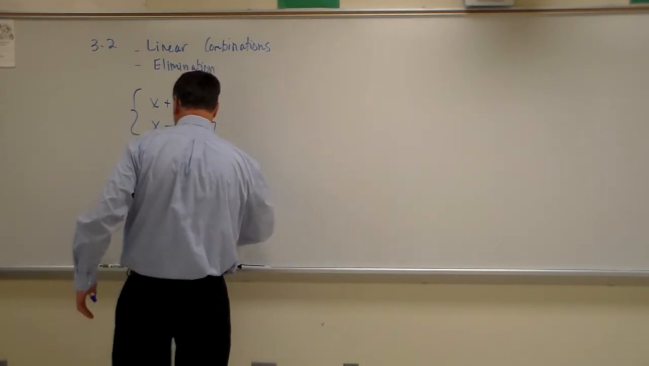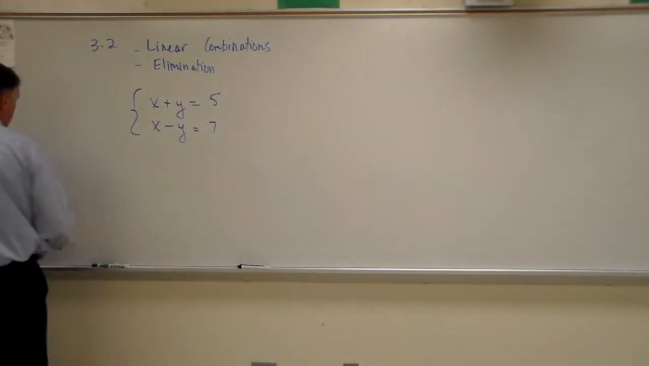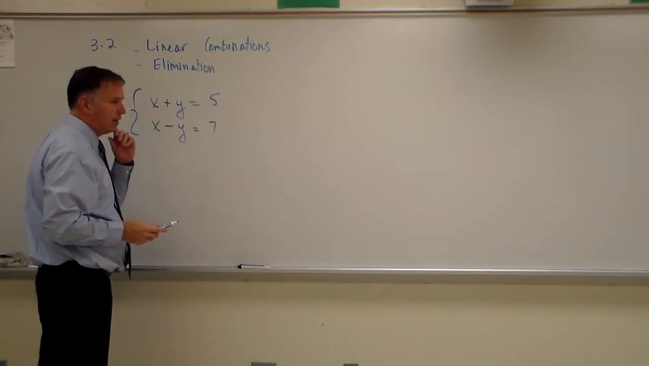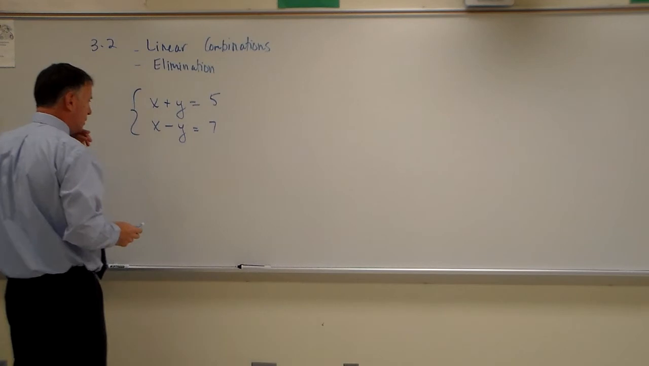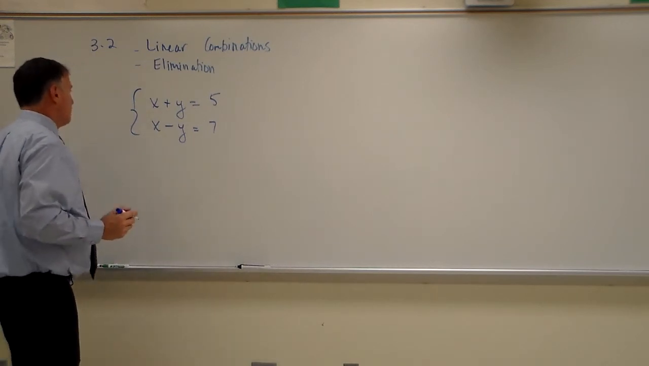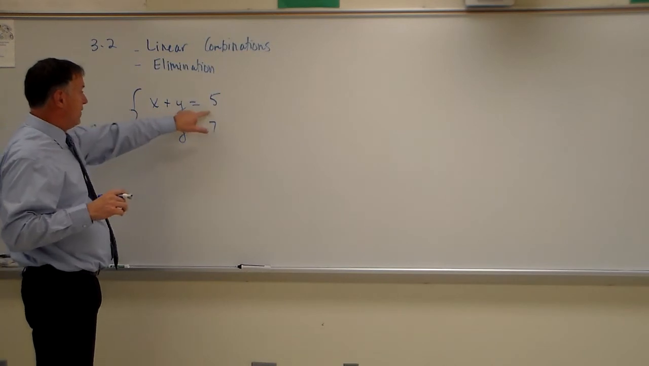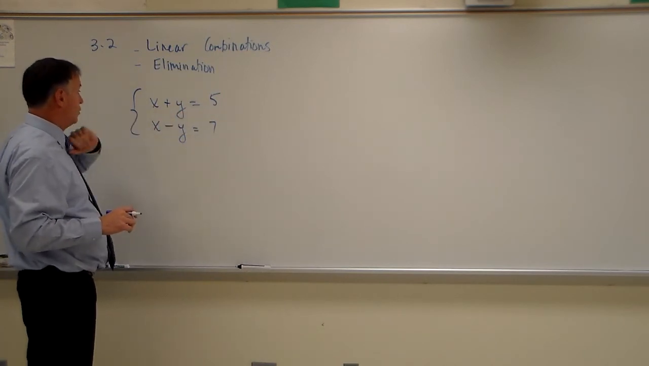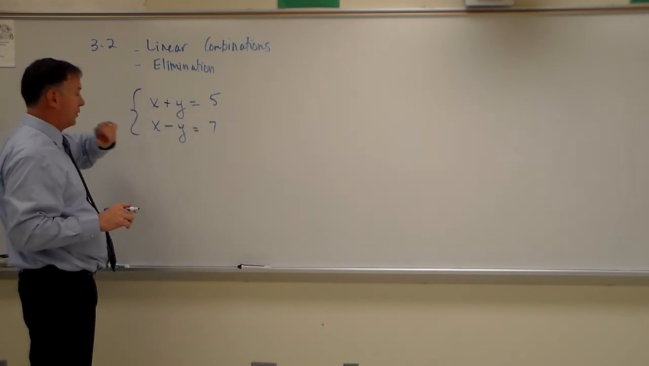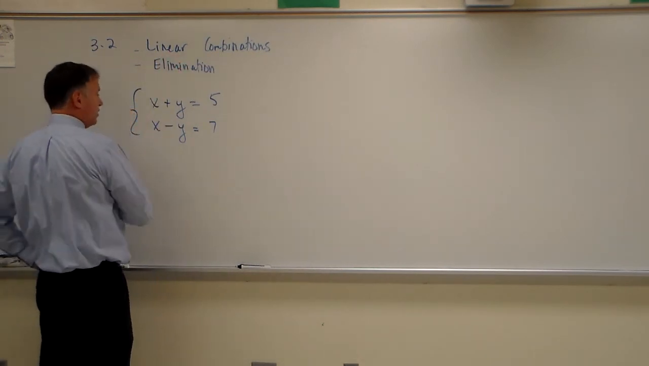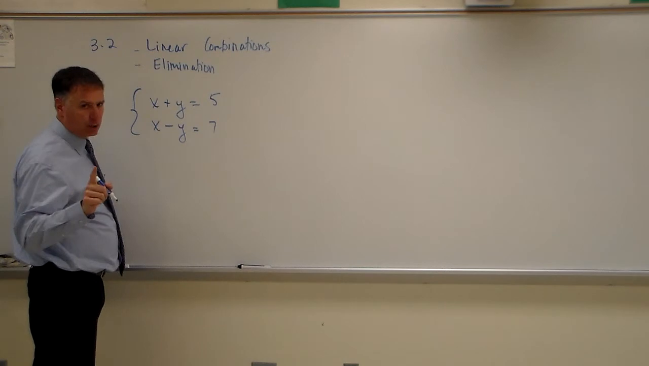So the problem with what we have here, when you have two letters, is you can't get one letter by itself. x plus y equals 5. x is 4, y is 1, x is 2, y is 3. There's lots of answers, and the reason there's lots of answers is because we have two variables, two things we don't know.